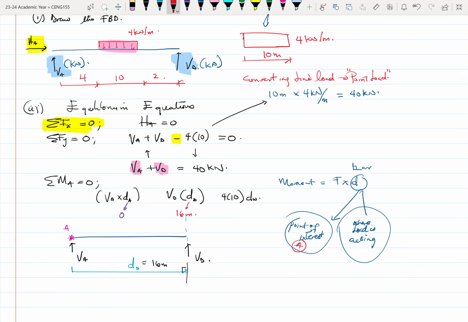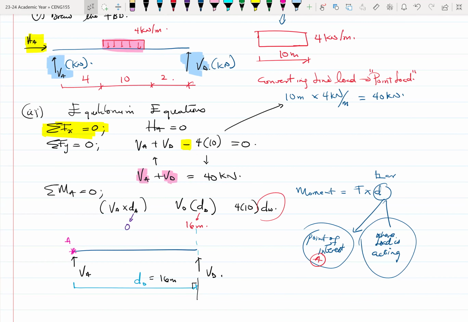Now, when we come to our DW, it is interesting because we have a distributed load, a UDL, right? So we need to figure out at what point that UDL is acting. In this case, it is acting over a range, but we need to find a particular point. But since we are treating the UDL as though it is a rectangle, we know that a rectangle has a center of gravity.